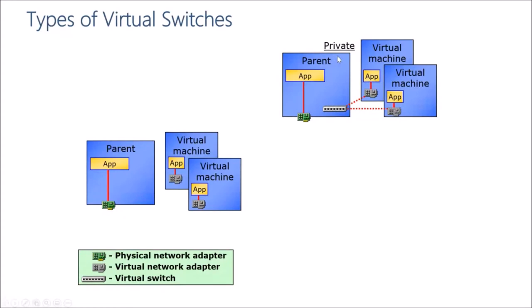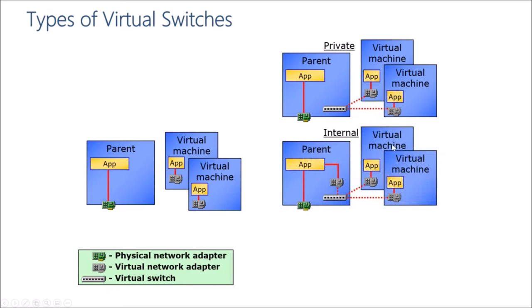If you have a private switch, you can see that the virtual machines are connected to it, and they can communicate with each other. But you can see that even though it's defined in the parent, because everything is defined in the parent, because that's the Hyper-V itself, the parent itself has no communication with this private virtual switch. So it's only for virtual machines, and excludes the parent.